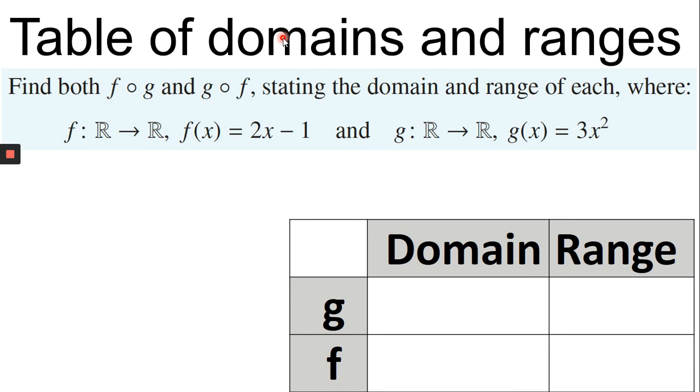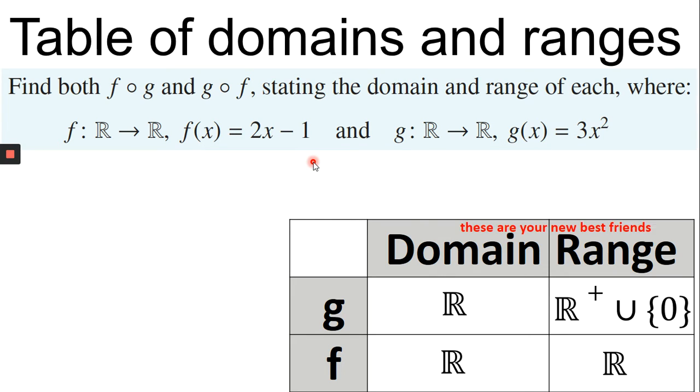Let's have a look at a couple of graphs. f of x is 2x minus 1, so that's just a straight line. And g of x is 3x squared, so that's going to be a parabola. The domain of g, as a parabola, is all real values, and the range is above 0, so it's all real values but does include 0. Because f is a straight line, the domain and range are both R, all real numbers.